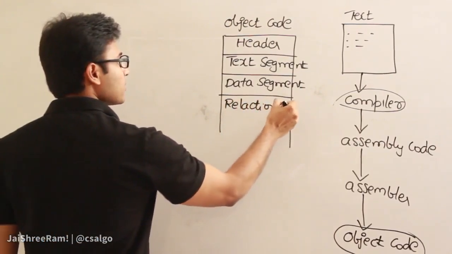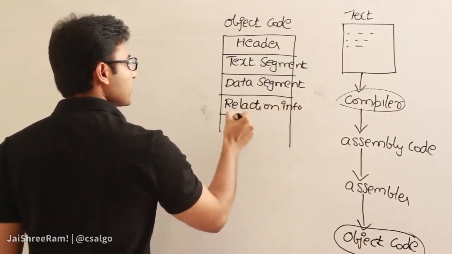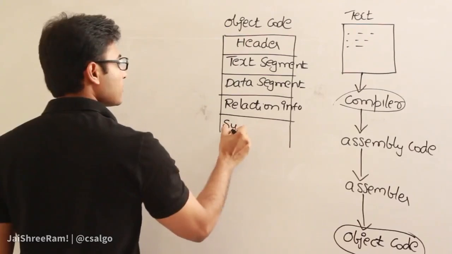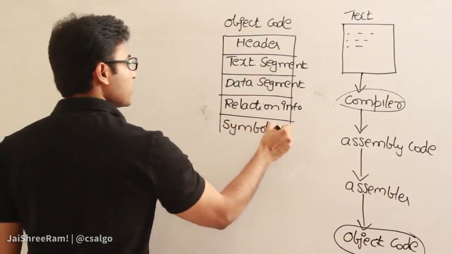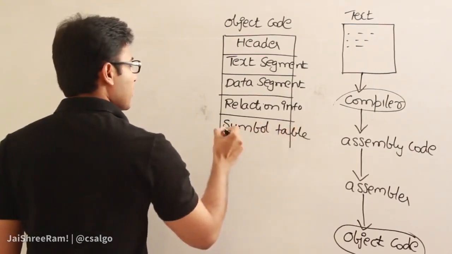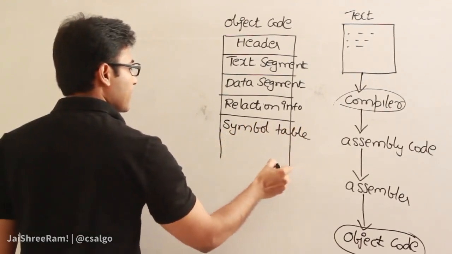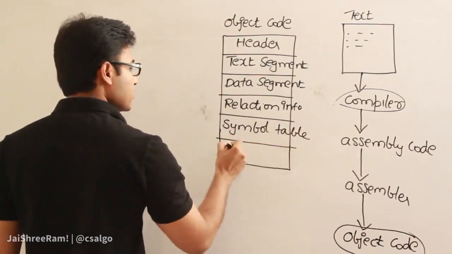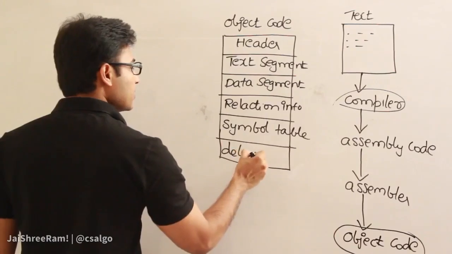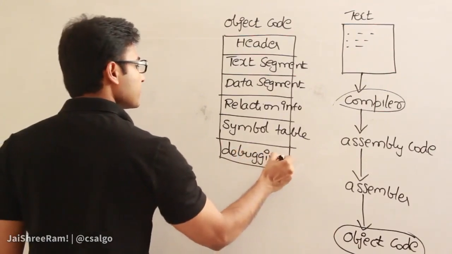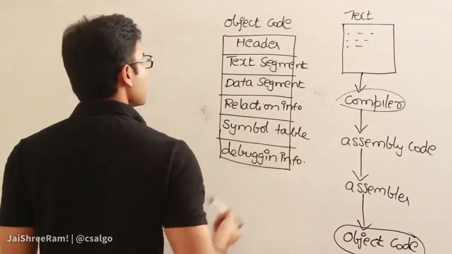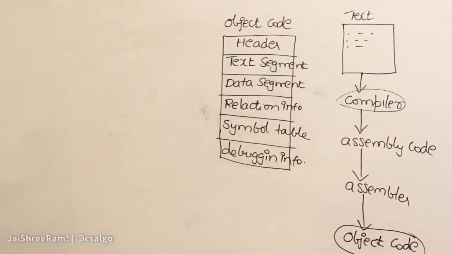relocation information, and then a symbol table, and then finally it will contain something called debugging information, debugging info. Let's see what each one really means here.